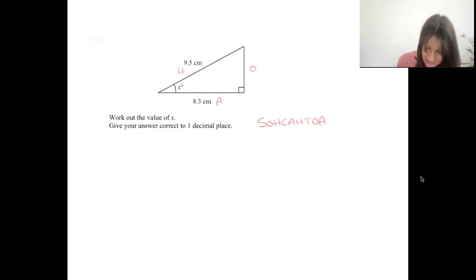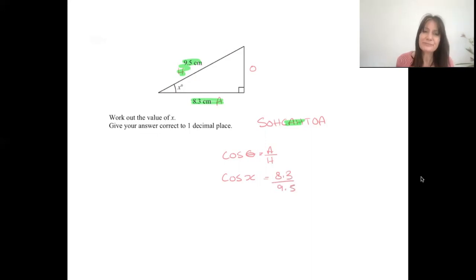The sides with the information are here and here. So it's A and H, which is my cosine rule. So it's cos theta equals A over H. That's the formula in full. Now I'm going to put what I can from the diagram into the formula. So cos theta is the angle, but the angle is actually what I'm trying to find. That is X. A is 8.3, H is 9.5.